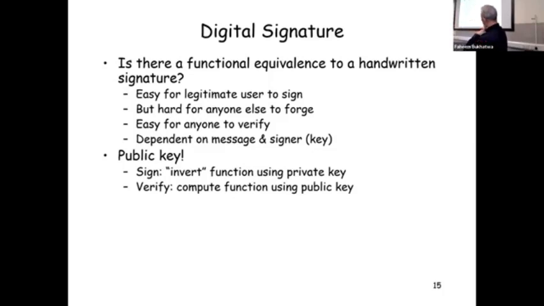It's easy to do, but hard for anyone else to forge, and it's easy to verify. If the bank has the original signature and compares it, they can see it's pretty much the same. Even though many people have sometimes forged signatures, and it actually went through the bank without detection. So, dependence on a message and a signer. This depends on the message and on the person who signed it.